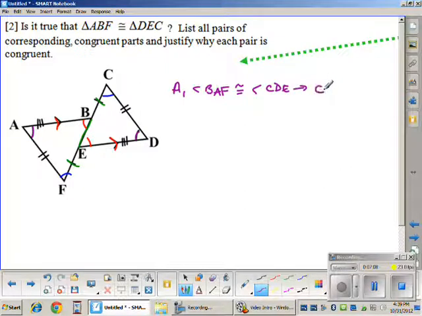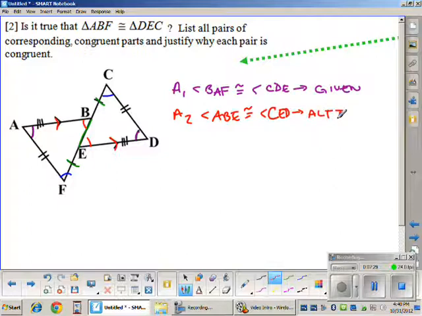That's given to us. Let's look at our second set of angles, the red ones. This was based on parallel lines and the transversal, so I have angle ABE congruent to angle CED. And that's going to be because of the alternate interior angles theorem. Not the converse, because we're starting with parallel lines, so this is just a straight up theorem.